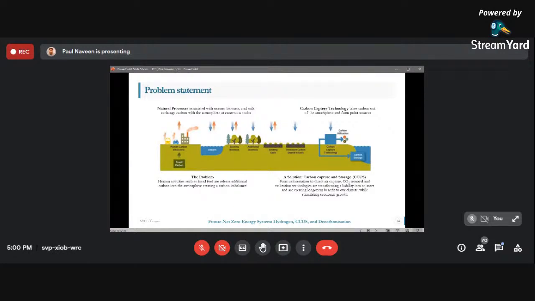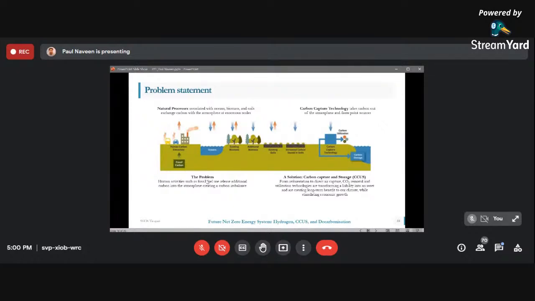So the technology is carbon capture technology. We capture the carbon, as you can see on the right, and we inject that into the subsurface. So the problem is human activities, which we call anthropogenic effects.